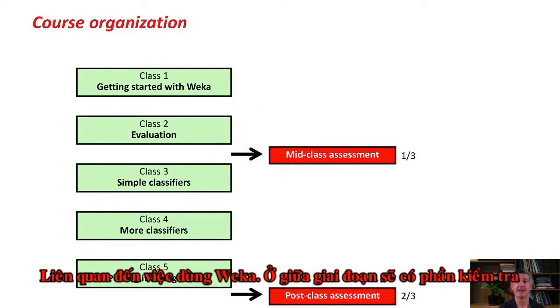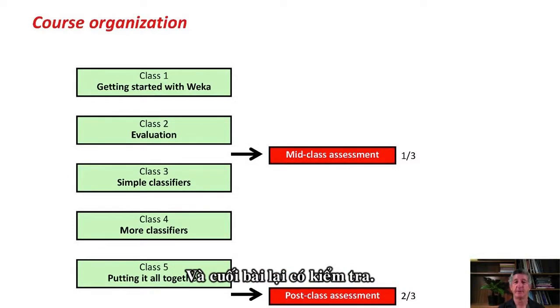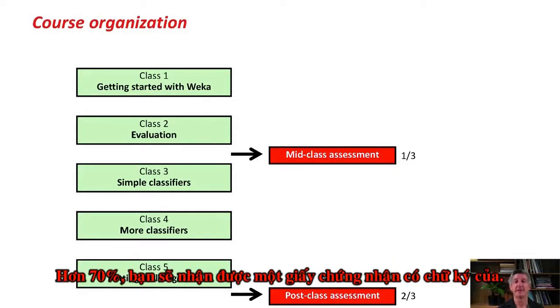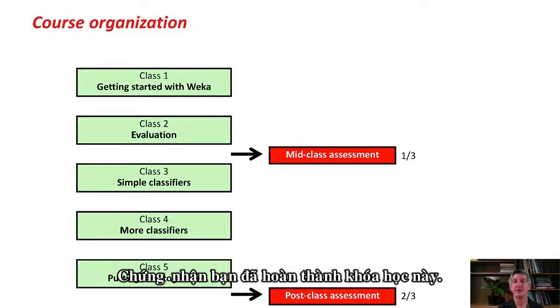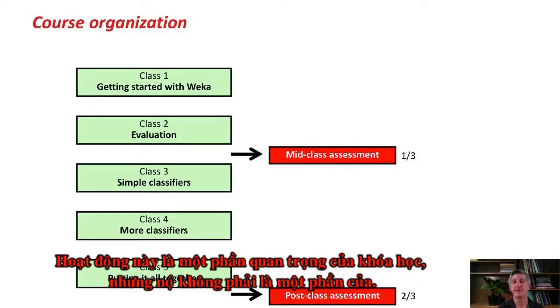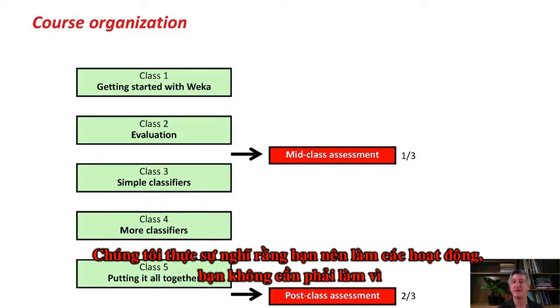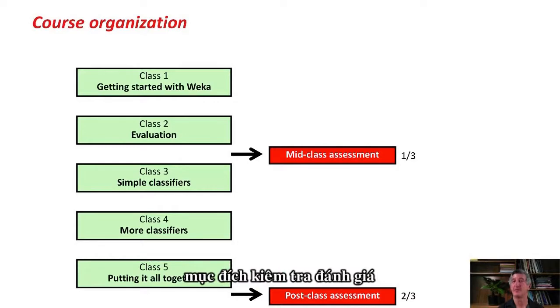In the middle of the class is a mid-class assessment, and at the end there's a post-class assessment, and the marks for these are combined. If you get more than 70%, you're going to get a signed certificate from the University of Waikato certifying that you've completed this course. The activities are important parts of the course, but they're not part of the assessment. So we really think you should do the activities, but you don't have to do them for assessment purposes.